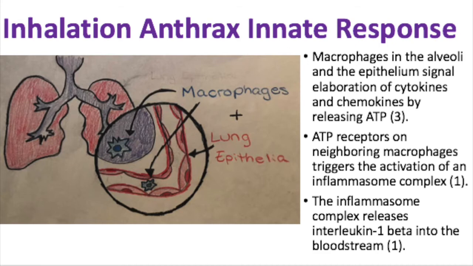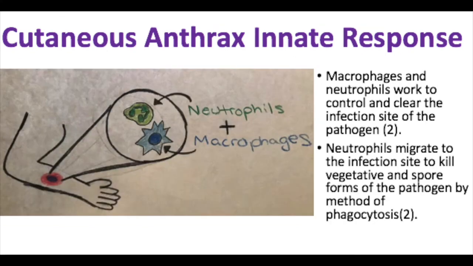Cutaneous anthrax occurs when an open wound comes in contact with Bacillus anthracis endospores. Macrophages use the same method of attacking the pathogen in the skin as they do in the alveoli. Neutrophils use phagocytosis to kill both vegetative and spore forms of Bacillus anthracis at the site of infection.